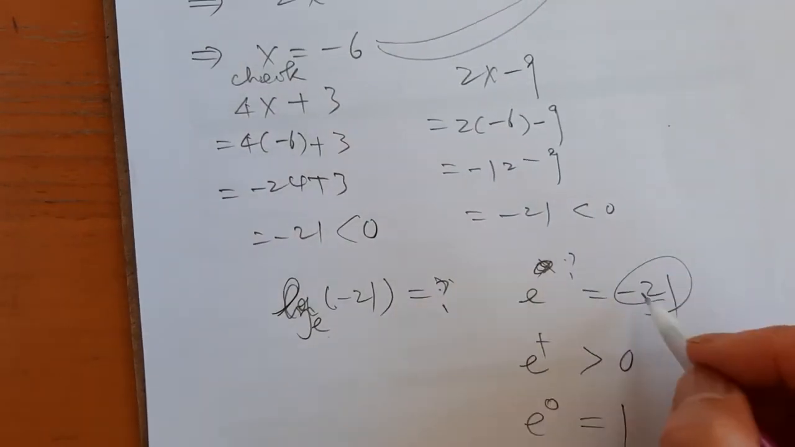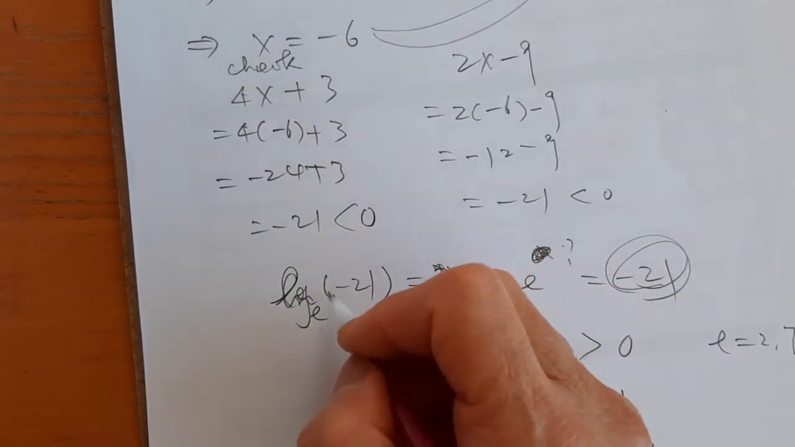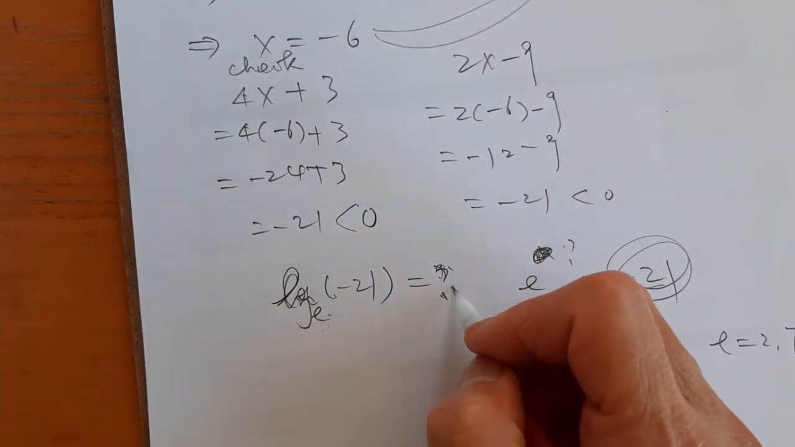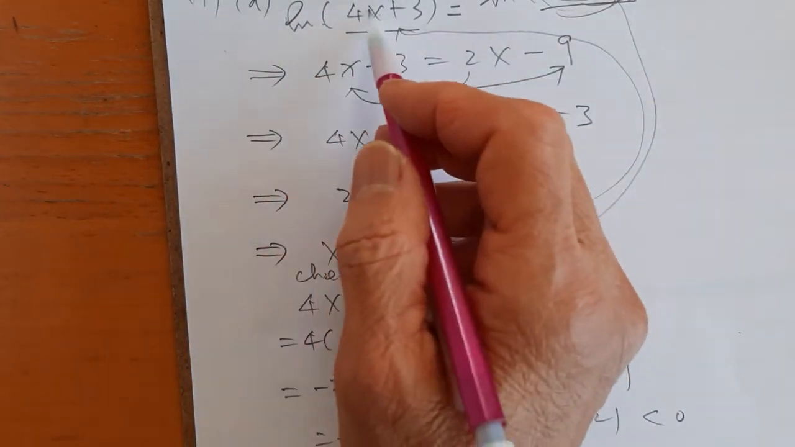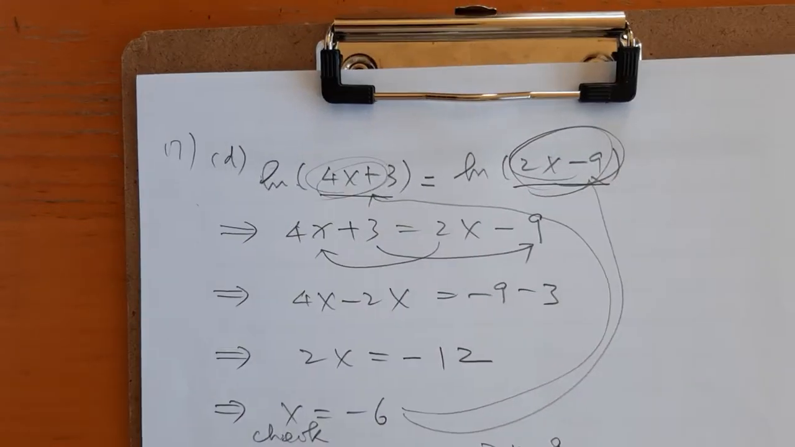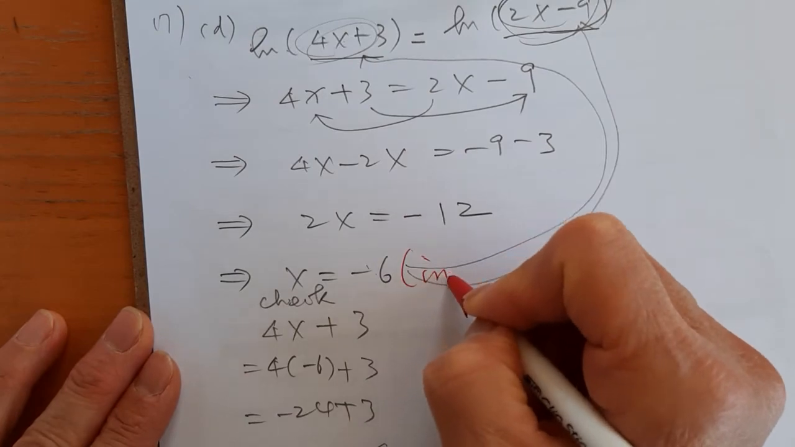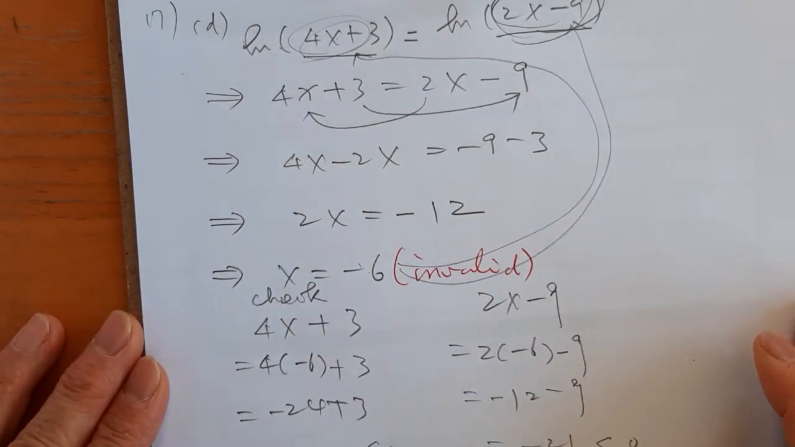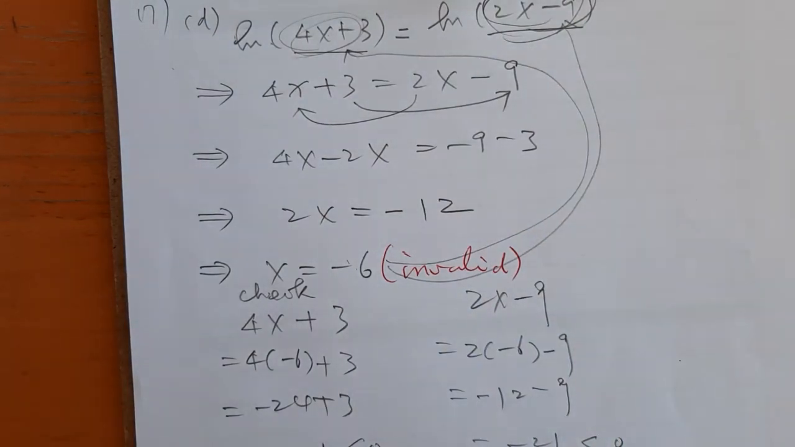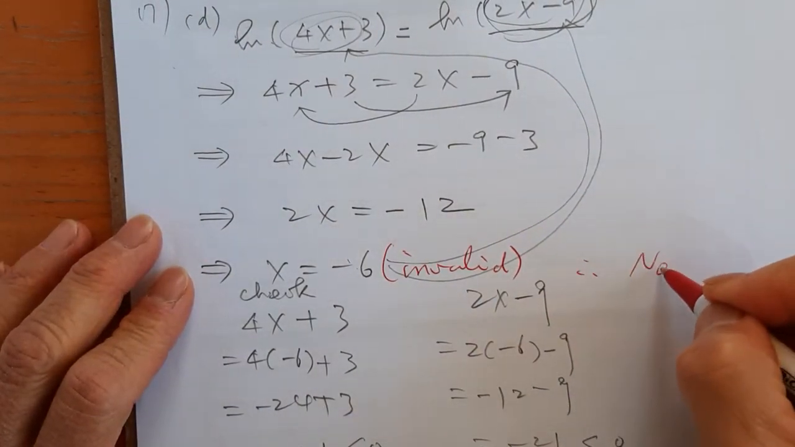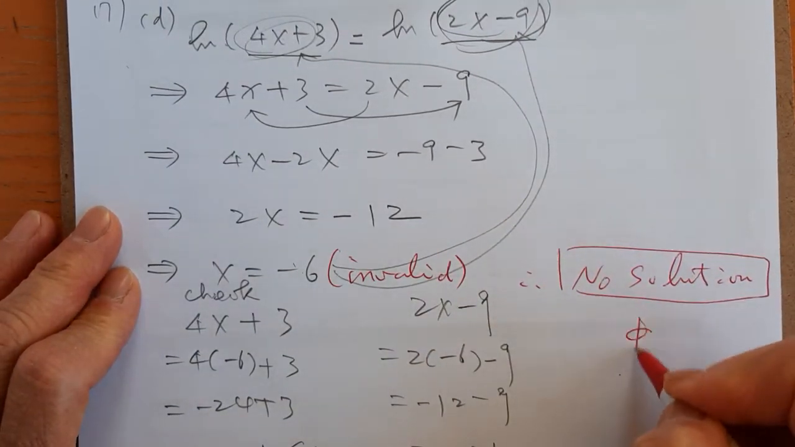So e to the power what equals negative? Never. No such answer. So e to the power what equals negative 21? Never. So ln of a negative number has no answer. So negative 6 is invalid. It's not the solution. So for this question you answer no solution. You can also write the empty set.